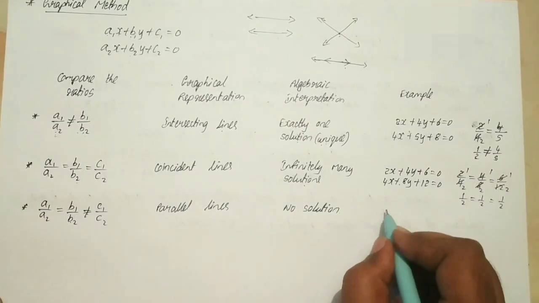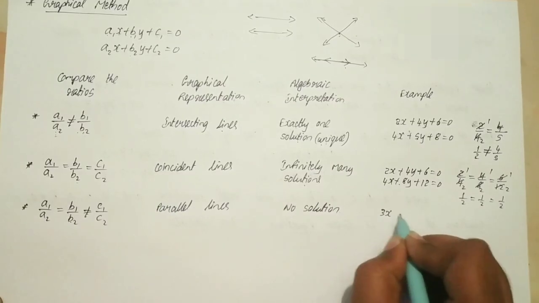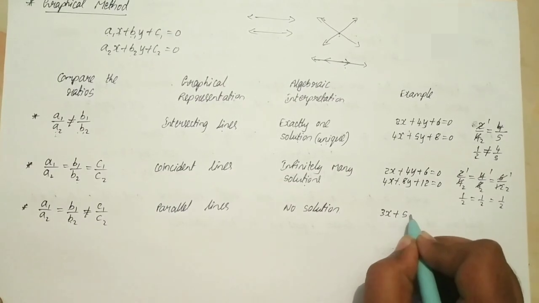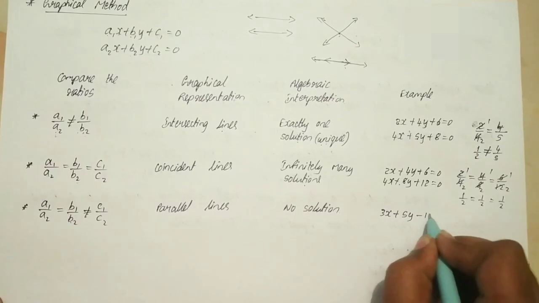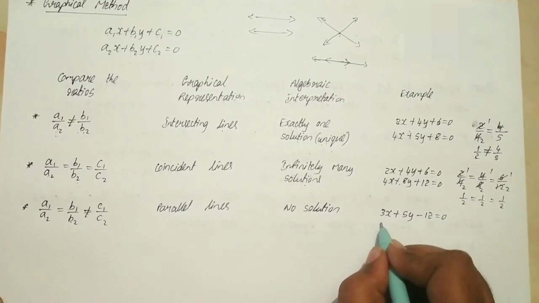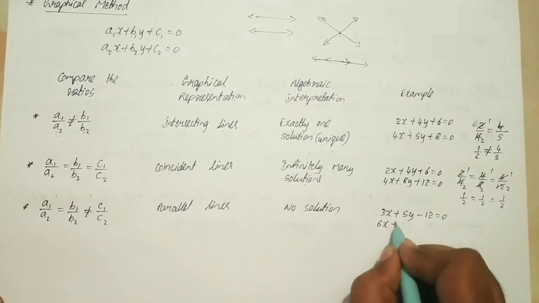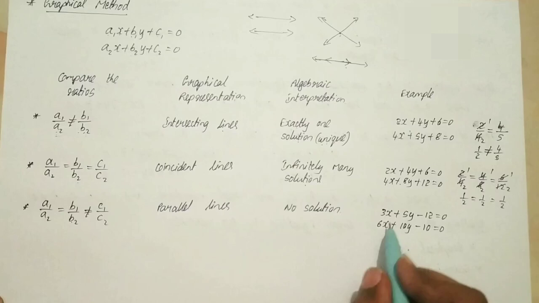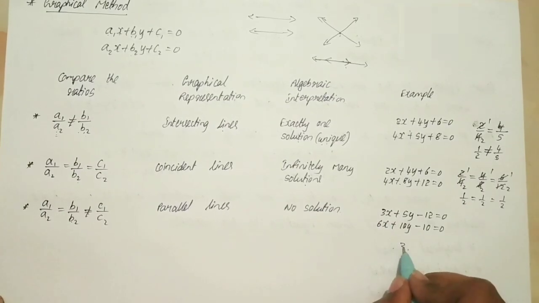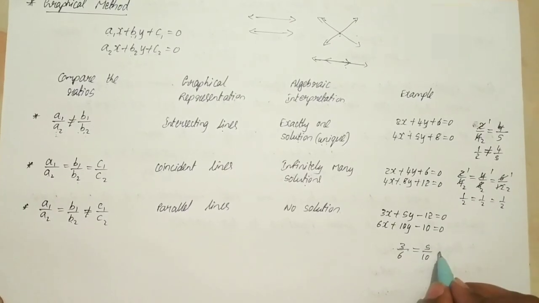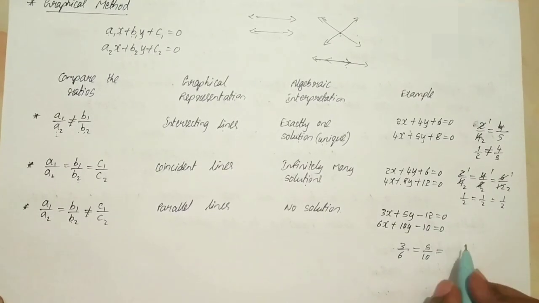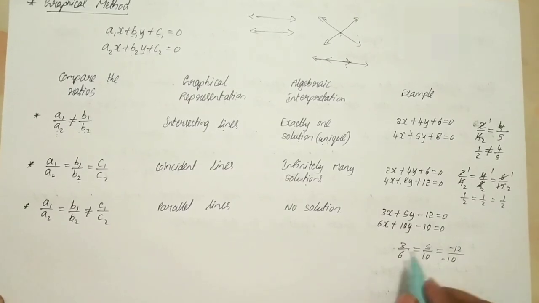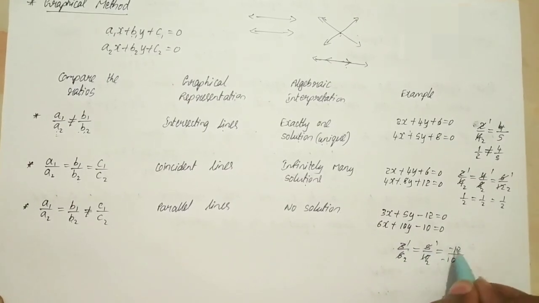So for example, 3x plus 5y minus 12 is equal to 0, 6x plus 10y minus 10 is equal to 0. So compare the ratios here. A1 by A2 means 3 by 6, right? 3 by 6 is equal to B1 by B2 means 5 by 10, right? Again C1 by C2 means minus 12 by minus 10. Right? So here 3 1s are 3, 3 2s are 6, 5 1s are 5, 5 2s are 10, minus minus get cancelled.